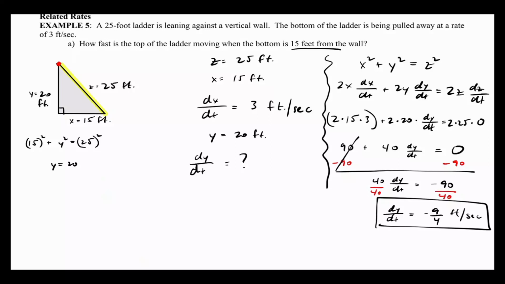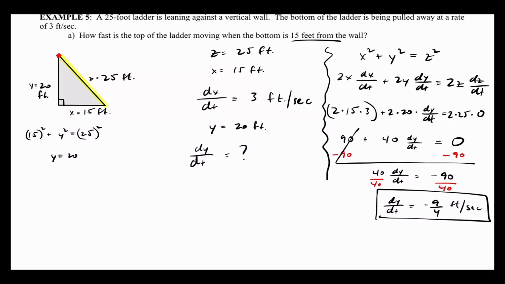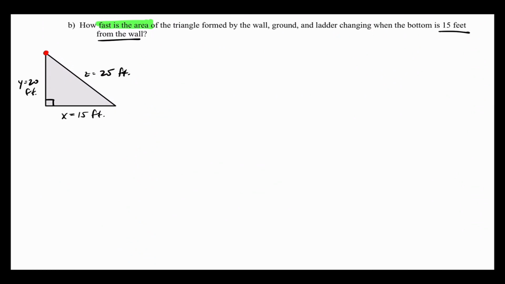5A to do 5B. But 5B, the difference with 5B is that it has a different question. Okay. So for 5B, we're still using the same triangle. So I drew the triangle. All the same data is the same. So it says how fast is the area of that triangle changing when the bottom is 15. So if the bottom is 15, the ladder is still 25 feet. Okay. So that means the wall has to be 20 feet. So first thing we got to do, label everything that you know.